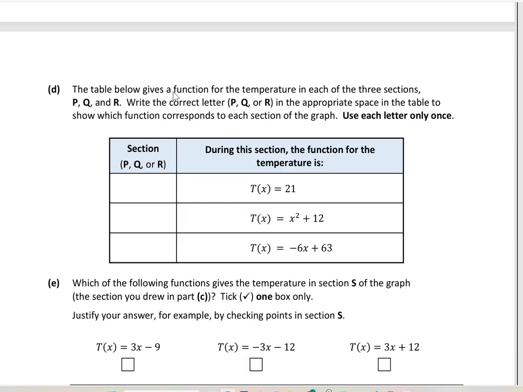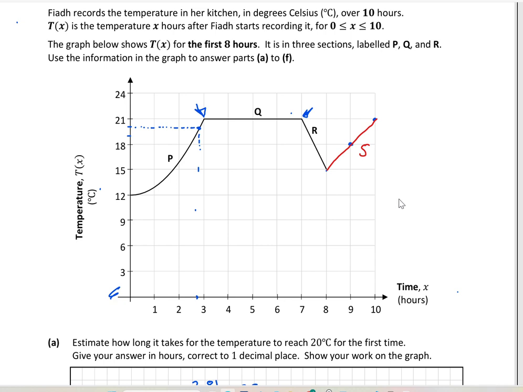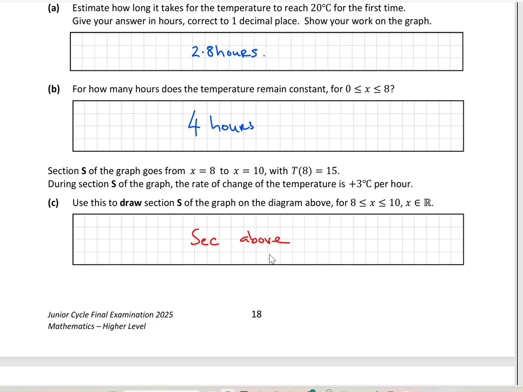The table below gives a function for the temperature in each of the 3 sections. T of x is 21. Well, where is it 21? I'm supposed to say whether it's in P, Q, or R. T of x is 21. Well, it has to be Q because everywhere else is kind of dropping. So that's going to be Q.